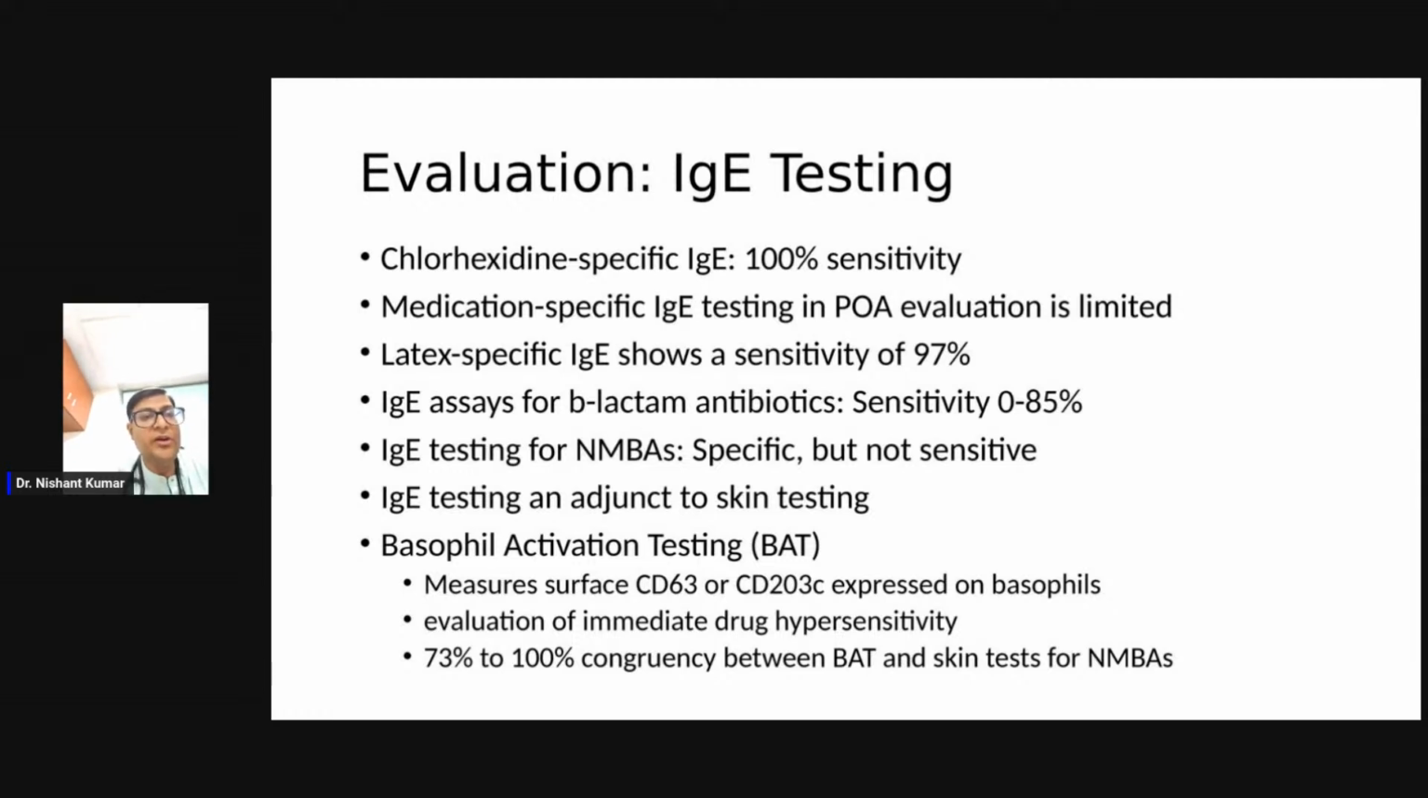So what we can do is basophil activation testing. It measures the surface CD63 or CD203 expressed on basophils and evaluates immediate drug hypersensitivity. And there's a 73% to 100% congruency between BAT and skin test. So if you are suspecting because of NMBAs, you can go in for skin testing and BAT.